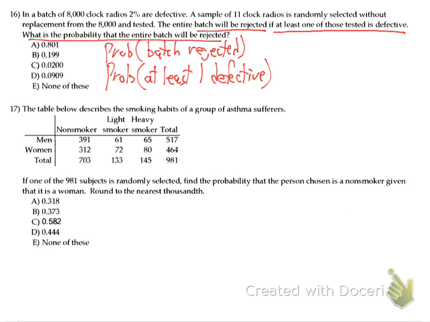We took the bottom line question, probability of rejected, and then went back out and said, okay, how do you reject? They said it right there. It's rejected if at least one is defective. So now you're really asking me to find the probability that at least one is defective. So how do you do at least one defective?